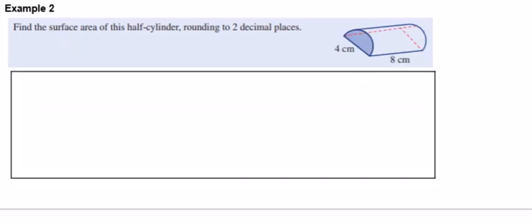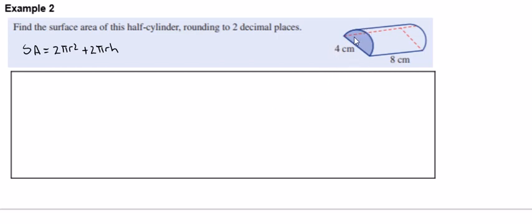Now example 2, find the surface area of this half a cylinder rounded to 2 decimal places. Alright, so let me just write down our full surface area first. Just 2 pi r squared plus 2 pi r h. Now, if you look at the outside surface, we can work out the area of a full cylinder, if you like, and then we divide it by 2 for half a cylinder.